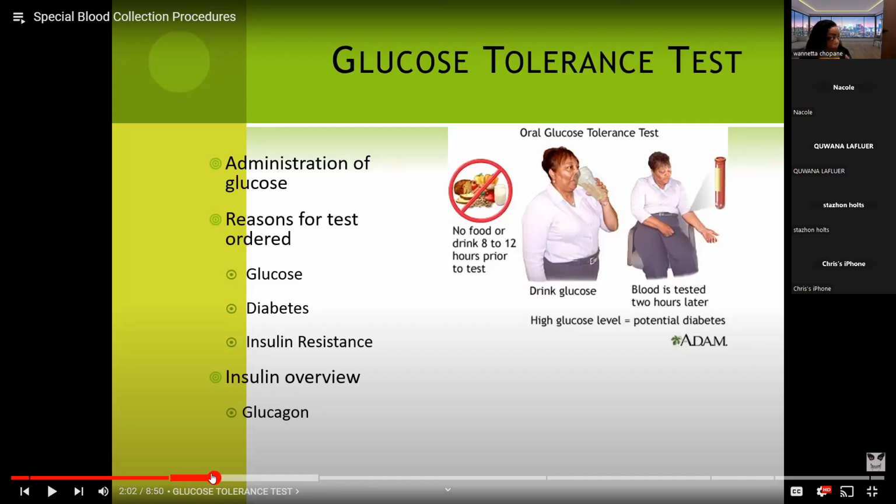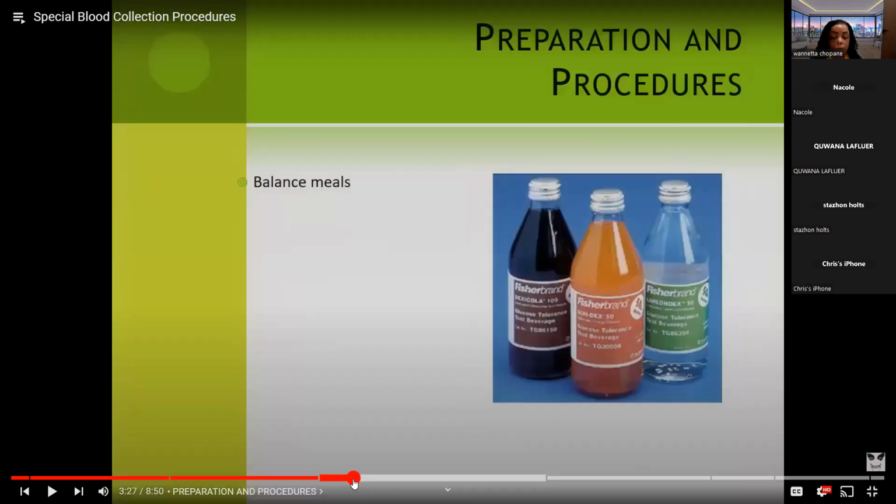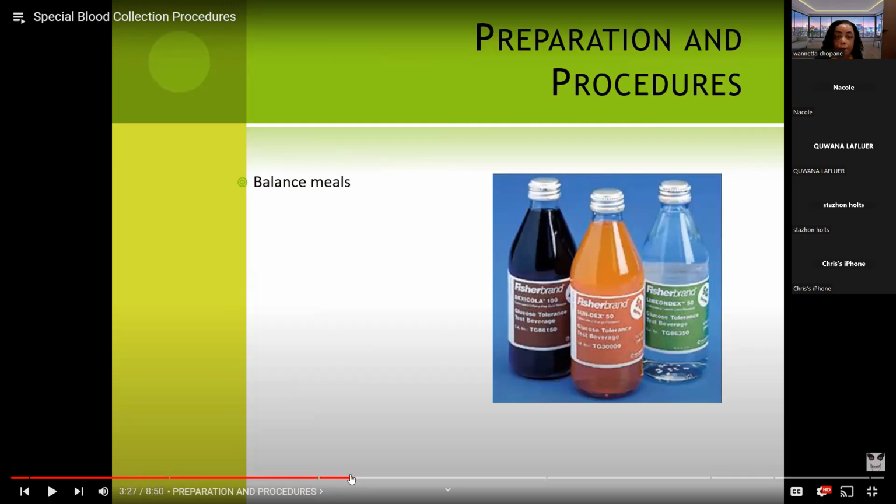The doctor wants you to drink all of this sugar. Let me fast forward so you can look at the bottles. The doctor wants you to drink this one bottle of straight sugar. It's called a glucose tolerance test because the doctor is trying to see how well your body can tolerate all this sugar. In pregnant women, some women develop diabetes while they're pregnant, and this is how it's determined.